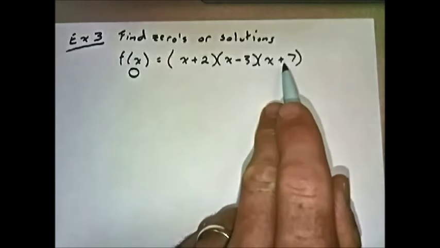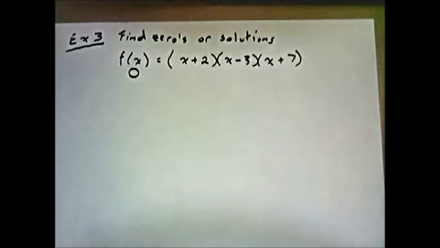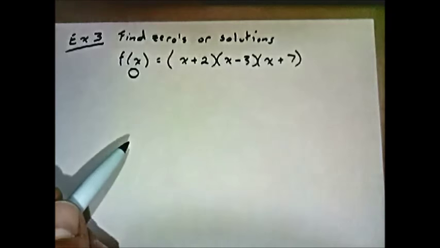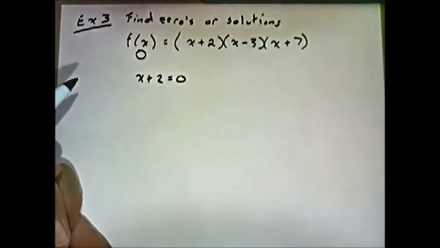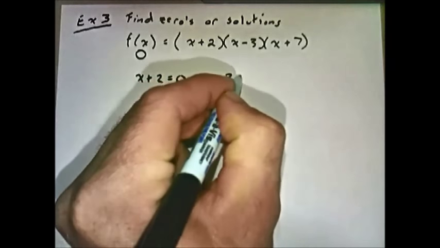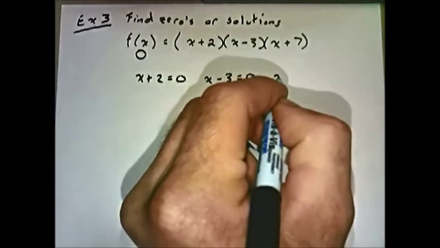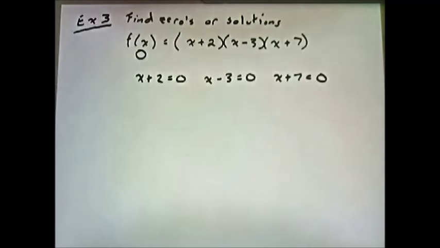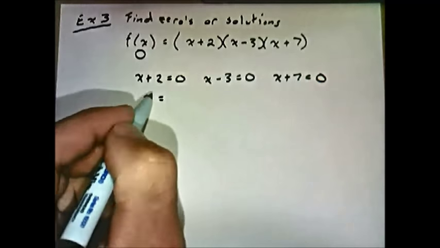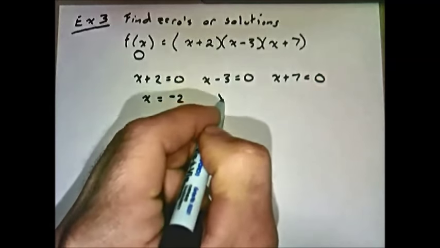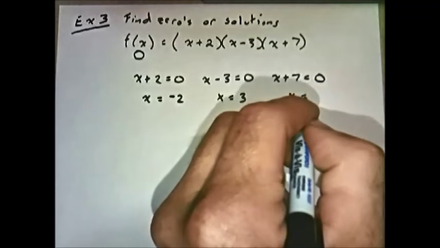And now we have three things multiplied together to give us 0. If we have three things multiplied together to give us 0, then we know that 1, 2, or all three of them must be equal to 0. So we can go ahead and take x plus 2, set it equal to 0, x minus 3, and set it equal to 0, and x plus 7, and set it equal to 0. Looking at this and solving, we get x equals negative 2, x equals 3, and x equals negative 7.